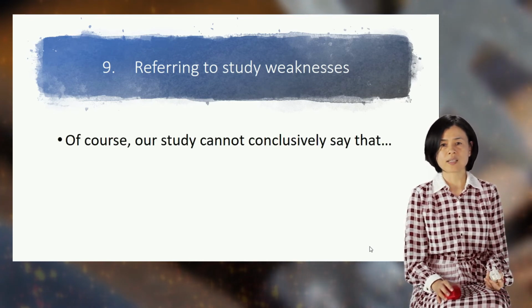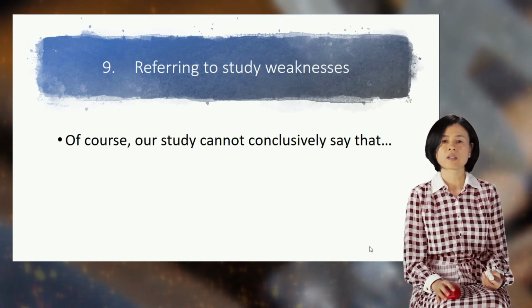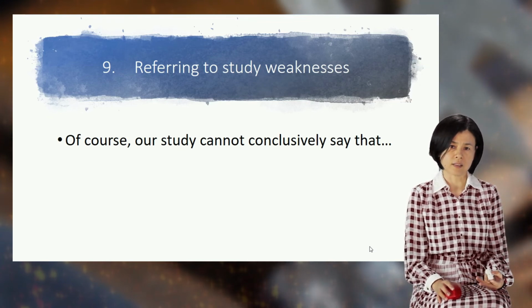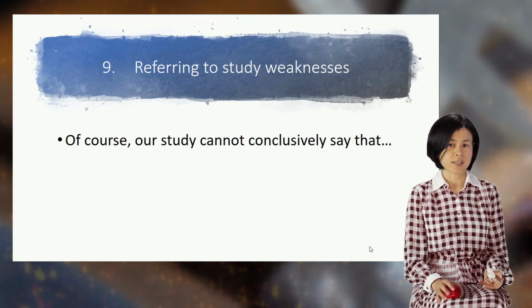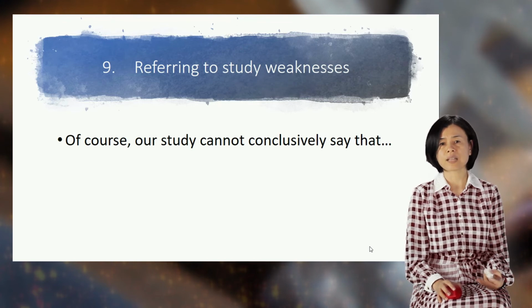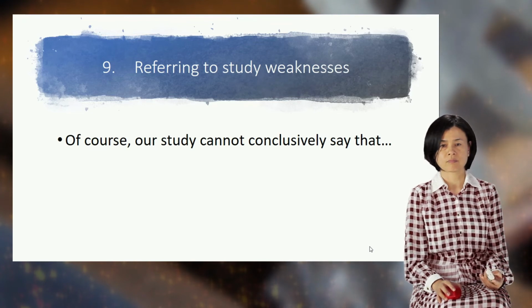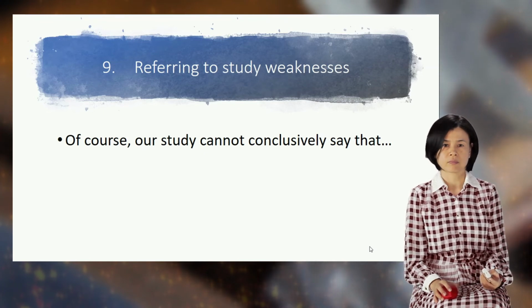"Of course, our study cannot conclusively say that." It means nothing is perfect, as I mentioned earlier. As a result, our research is also not flawless, and it cannot conclusively say something without any doubt. This sentence offers some space for your research to be imperfect.